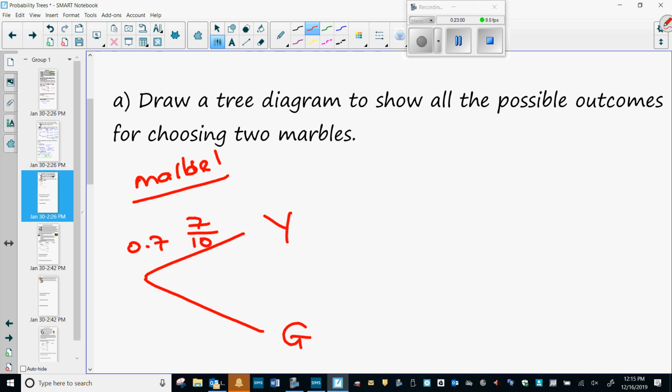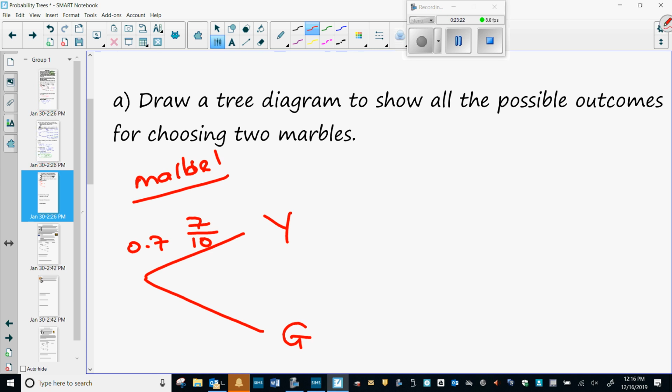Because there were 7 yellow marbles, and we knew that there were 10 in total. Now, if you are more comfortable with decimals, feel free. If not, stay with fractions. I would suggest that if they are recurring decimals, definitely stay with a fraction. So if they were thirds or sixths or whatever, stay with fractions.